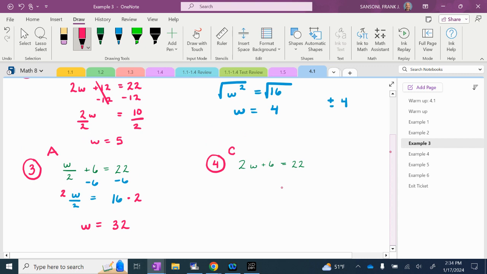Need to get rid of plus 6. Subtract 6. What is 22 minus 6? 16. Divide by 2. W equals 8. And that's how we solve them. Okay? For the last 3, I'm going to do some modifications as we go through, and then we'll get to the exit ticket.